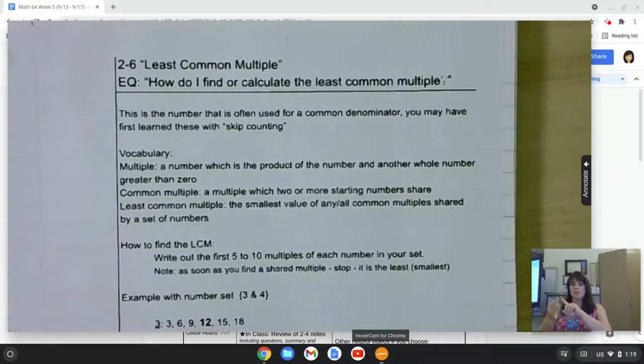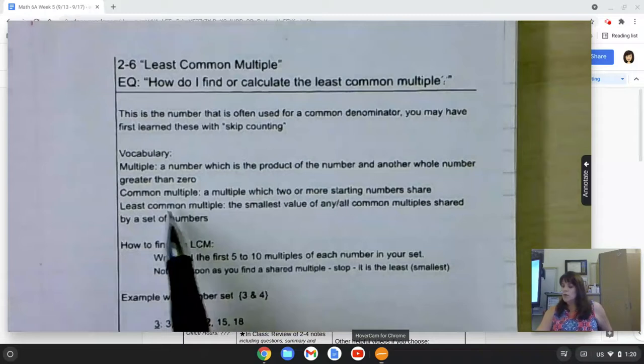2, 4, 6, 8, 10, 5, 10, 15, 20, 100, 200, 300. Those are all multiples. You can make multiples out of anything. 7, 14, 21. You're just going forward with multiples of the same base.